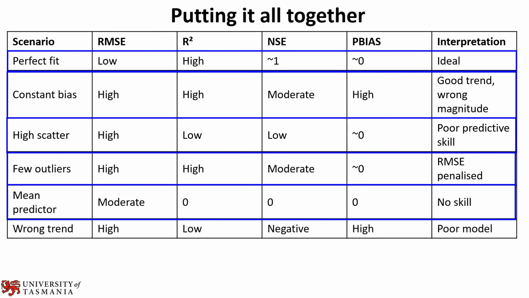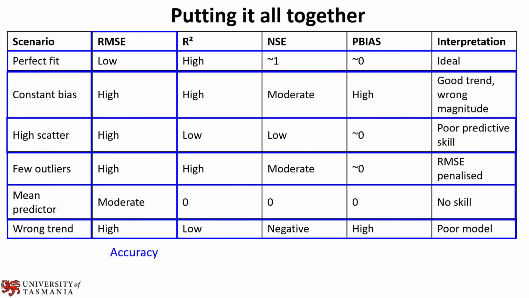If you've got the case where the mean of your observations is similar to the mean of your predictions, where you've got a model with really no skill, so your RMSE would be moderate and all of your other indicators close to 0. If you have a model that, for example, produces reduced predictions as your observations are increasing, well, then you've got a very poor model. Your RMSE could still be high, and your p-bias could be high. Your root mean square error would tend to be low, and your NSE would be negative.